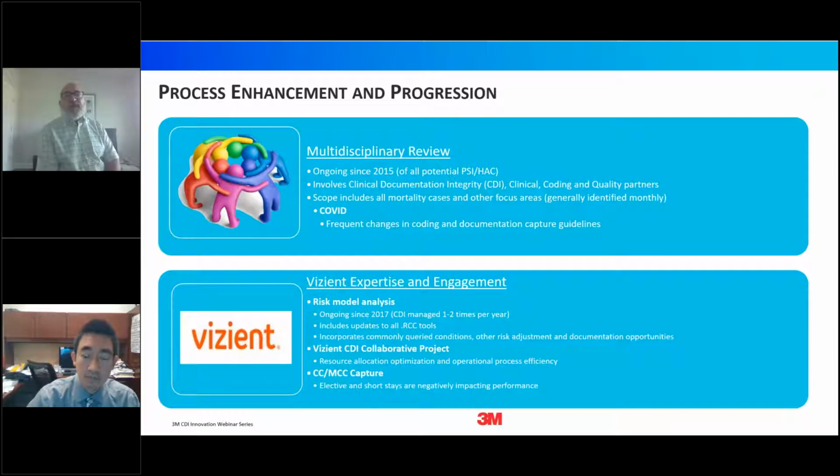We did do a CDI collaborative project this year, and we have been looking a lot at our CC MCC capture rates. We're honing in on the fact that sometimes the data, even though against our peers we may show that we're not as high a level of capture, certain elective or short stays can negatively impact that. And so as long as you're able to talk to those, we spend a lot of time around that as well.